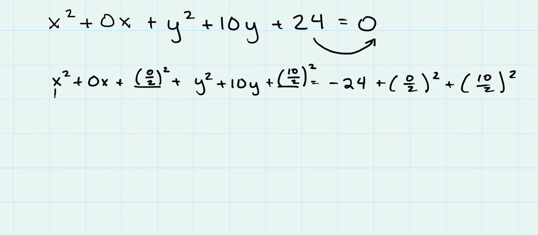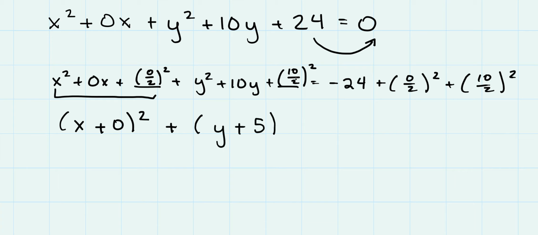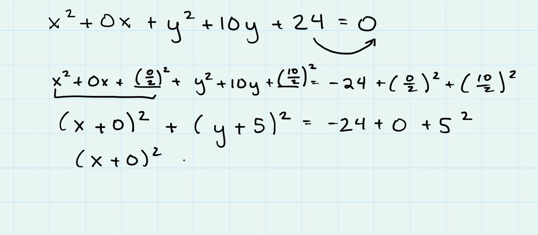So let's simplify this side. This is x plus 0, because 0 divided by 2 is 0, squared, plus, on this side, y plus 5, because 10 over 2 is 5, squared, is equal to negative 24 plus 0 plus 5 squared. So I get x plus 0 squared plus y plus 5 squared is equal to negative 24 plus 25.